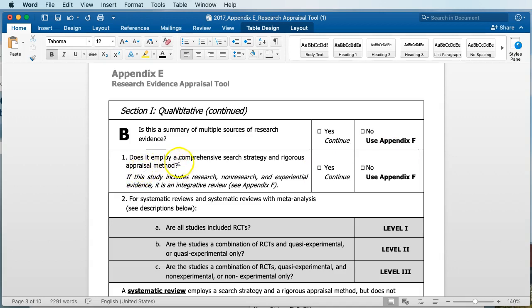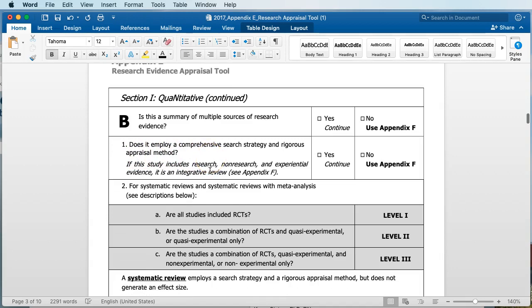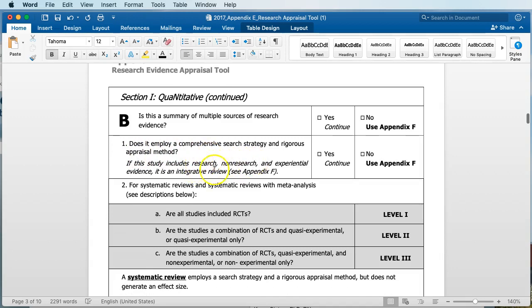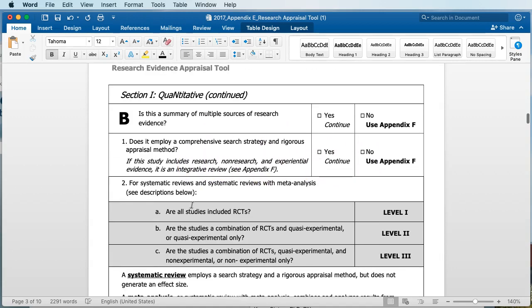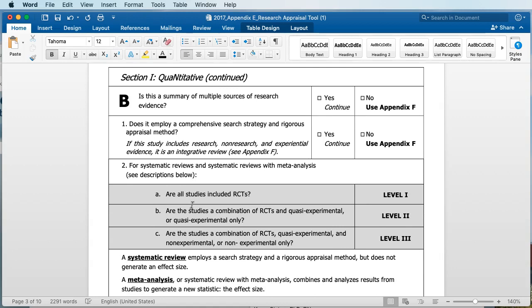Then it says, does it employ a comprehensive search strategy and a rigorous appraisal method? So if it's research, non-research, and is an integrative review, again, you go to Appendix F. If it's a literature review where they are just basically summarizing what's happening in the research, you go to Appendix F. If it is a systematic review or a systematic review with meta-analysis, and they'll tell you if it's meta-analysis, in meta-analysis they actually take the findings from all of the studies and they generate a new statistic in terms of the effect size of the intervention.